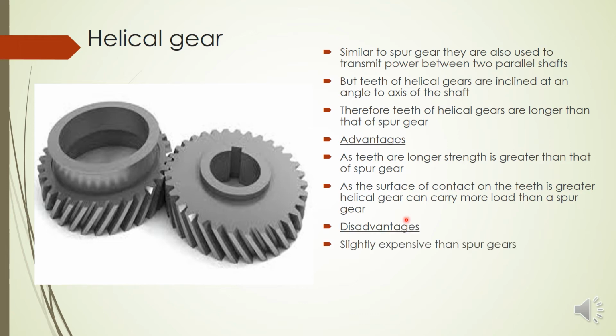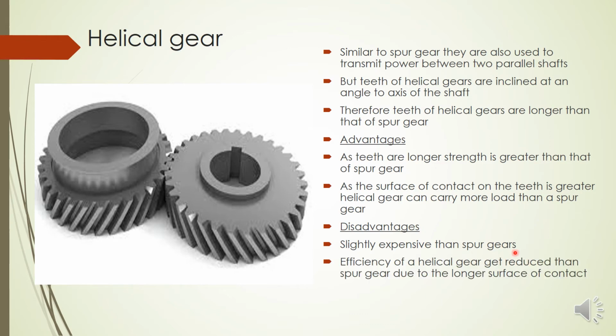So some disadvantages are that it is obviously more expensive than spur gear. The efficiency of a helical gear is reduced due to this longer surface of contact. So those are the two limitations. So you can see here these are advantages of spur gear. Now it becomes the disadvantage of helical gear. Similarly, disadvantage of spur gear becomes the advantage of helical gear.